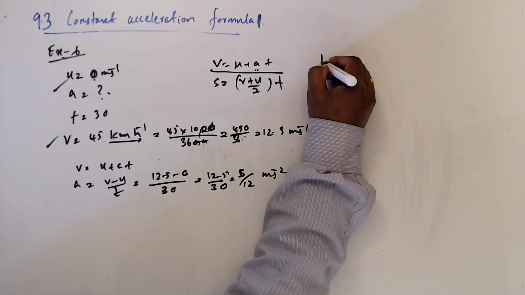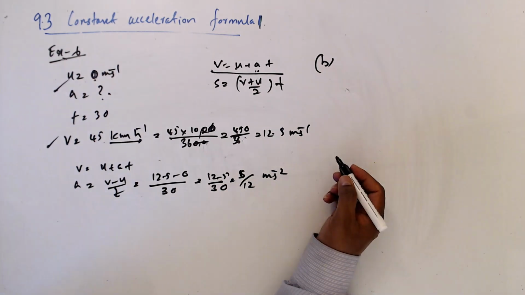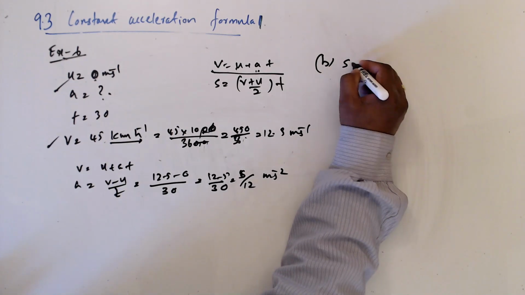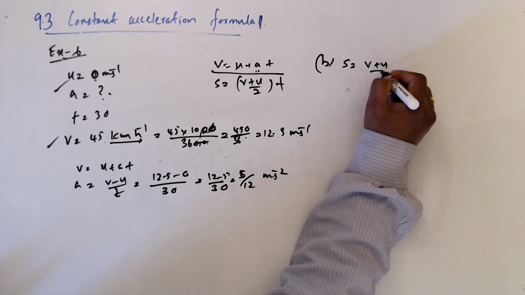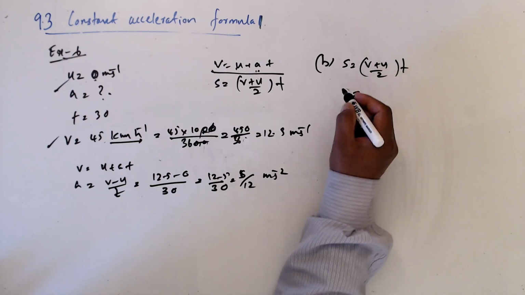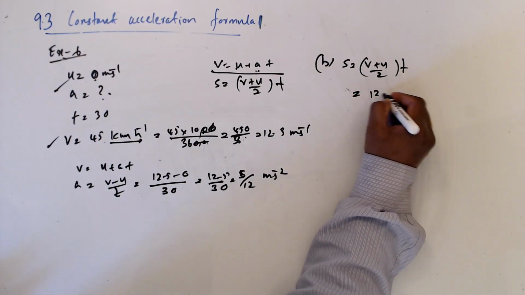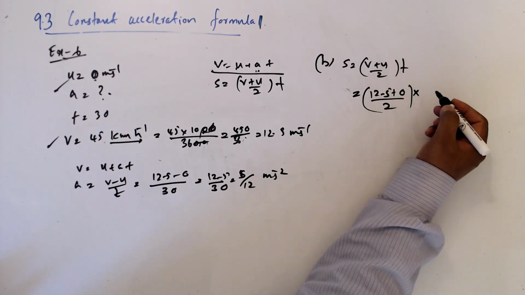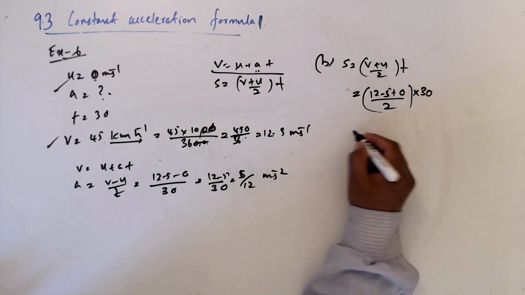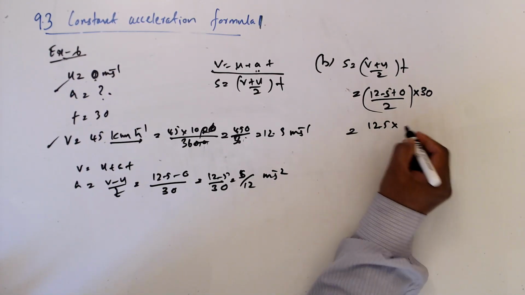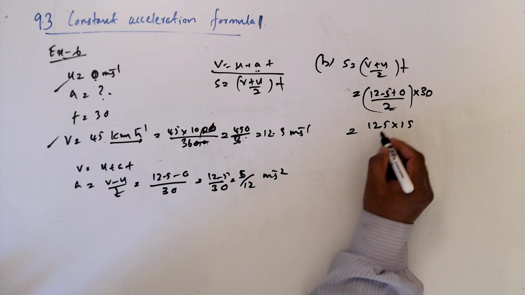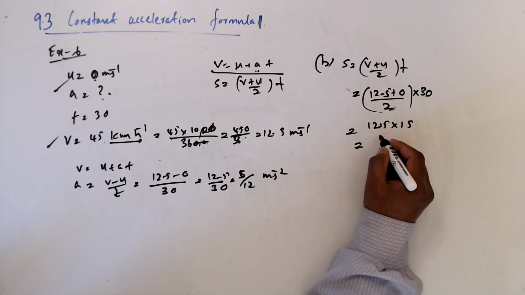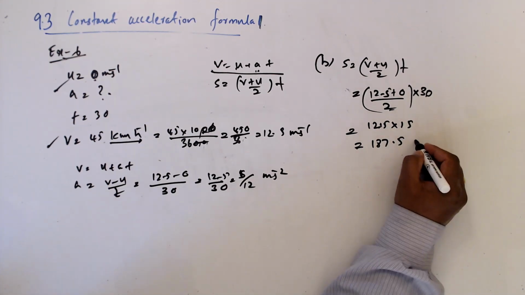And part B, find the distance from the traffic light to the speed trap. S equals (V plus U) over 2 times T. V is 12.5 plus 0, divided by 2, times T, which is given as 30. So that is 6.25 times 30, and this answer is going to be 187.5 meters.